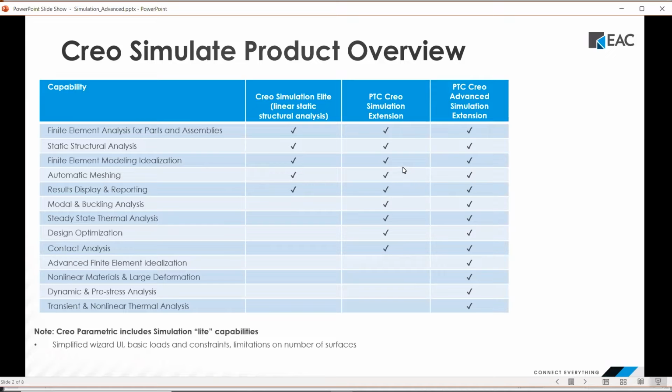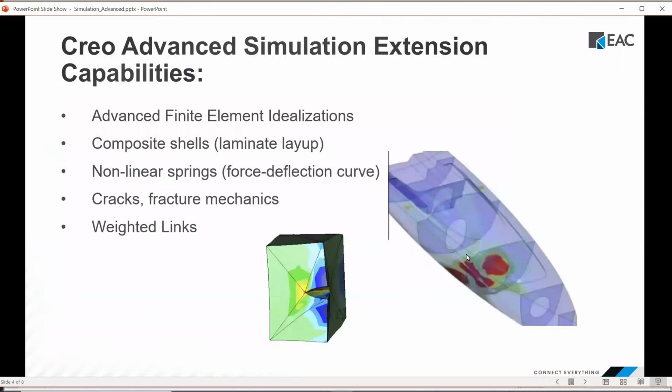But our focus today is the advanced simulation extension, and that's going to allow us to do everything I've mentioned so far. In addition to that, we can do some finite element idealization, so some different types of elements to approximate certain situations and make things a little bit more efficient. Also, nonlinear materials and large deformations, dynamic and pre-stress analysis, and then nonlinear and transient thermal analysis. So we're going through a variety of different examples to cover these. I want to touch on each one with a little bit deeper dive.